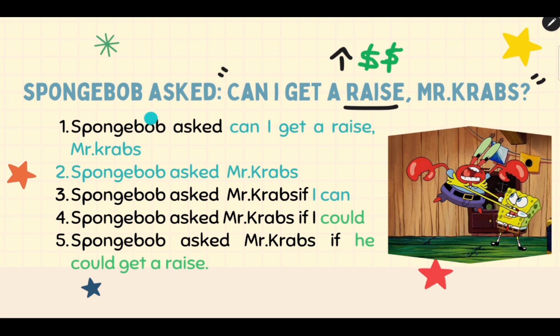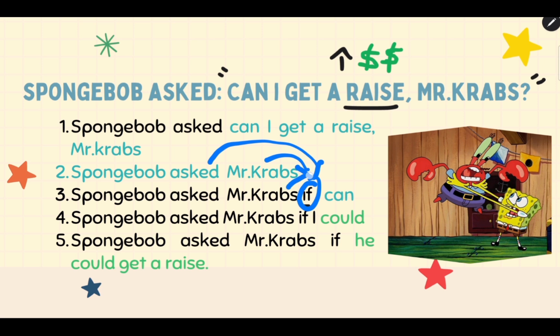Okay, now then we place the narrator, the verb, and the receiver at the beginning. We have here SpongeBob asked Mr. Krabs. And check here. Now remember, if we have a yes no question, we have to use the connector if, or if we have a WH question, we have to use the WH question as a connector. But in this case, we have a yes no question because we are starting with the auxiliary can, right? Okay, and now we place if after the verb or the receiver.